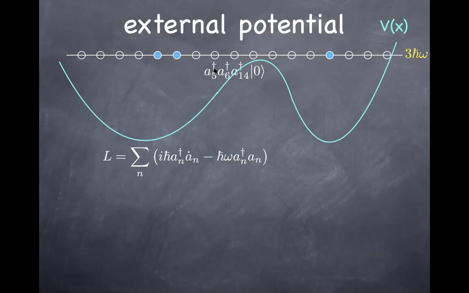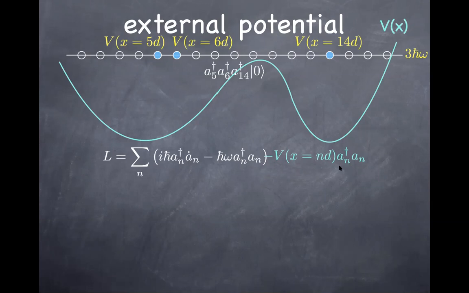But each particle now lives in this potential energy, so there should be an additional contribution to the energy, where this particle experiences potential energy at position 5d, this particle at position 6d, and this one at 14d. So the Hamiltonian should include these potential energy contributions. I need to modify this Lagrangian to make that happen, and that's very easy to do. All you have to do is add this term, minus V of x a dagger a at that position. Of course this is the Lagrangian, so the Hamiltonian has a plus sign instead.